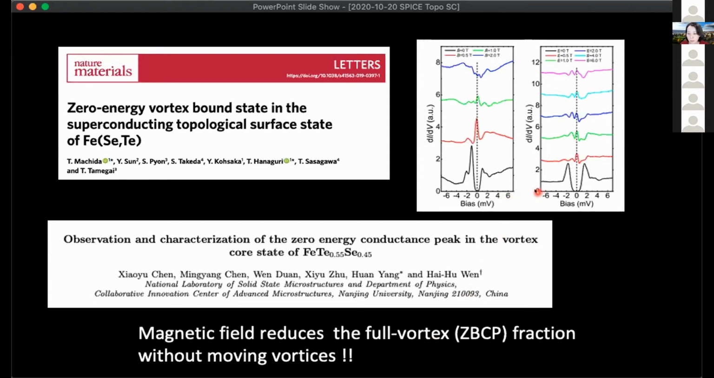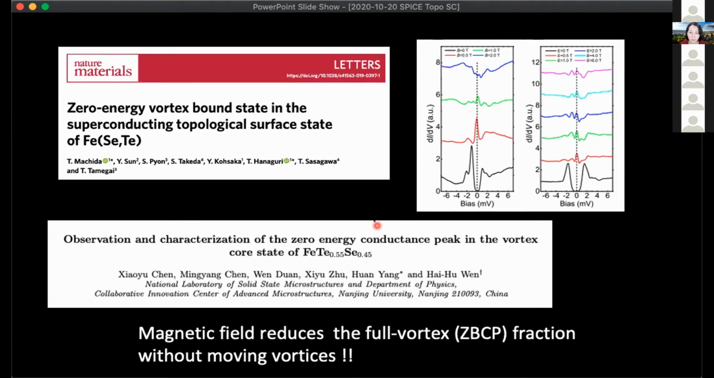So here are examples of looking at two vortices. In some of the vortices, there is a zero bias peak that shows up when you apply magnetic field, and this zero bias peak persists up to high field. But in other vortices, the zero bias peak that shows up disappears at higher field. So as a result, when you go to higher and higher field, a smaller fraction of vortices exhibit zero bias peaks.